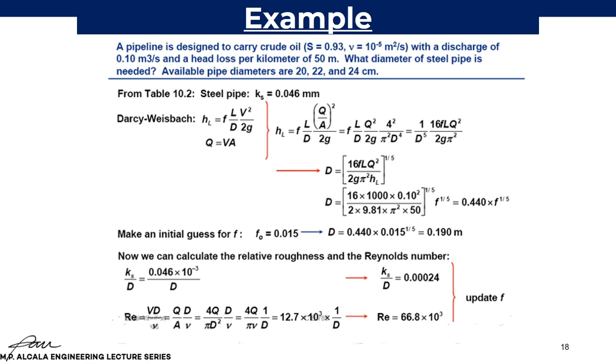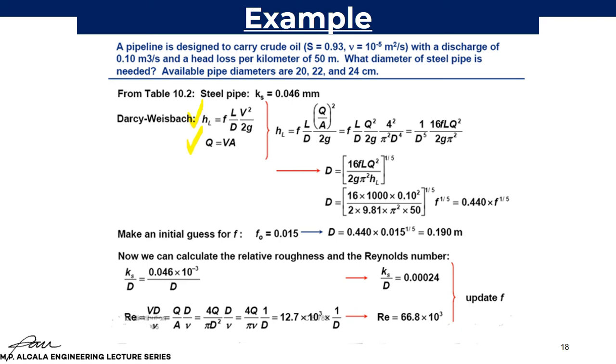But in this problem, we'll talk about crude oil with a different specific gravity and a different kinematic viscosity, with a discharge of 0.10 cubic meters per second and a head loss per kilometer of 50 meters per kilometer. What diameter of steel pipe is needed? Available sizes are 20, 22, and 24 centimeters. So two equations: the Darcy-Weisbach equation and the continuity equation of discharge.